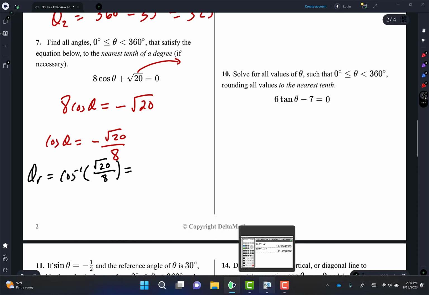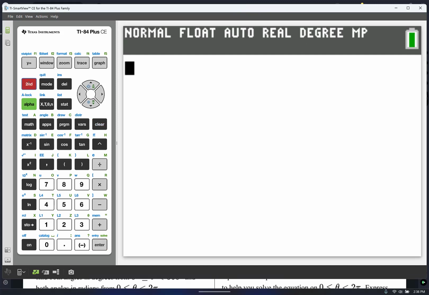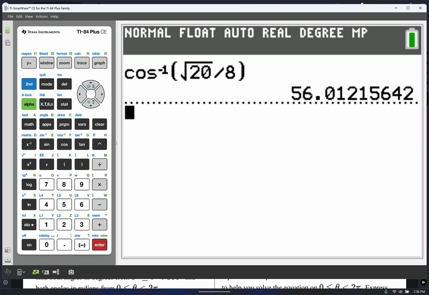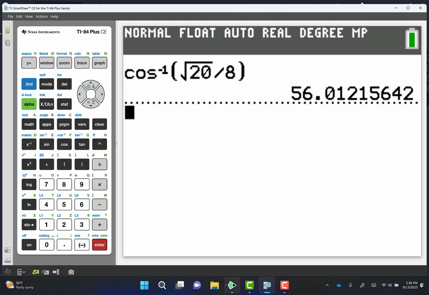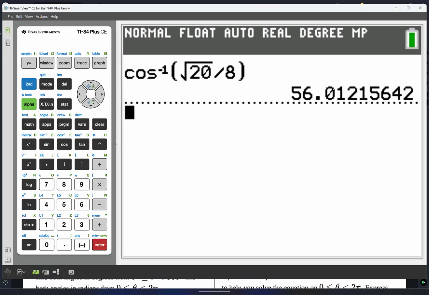Okay, take your calculator and practice with me, guys. Make sure it says degree. And I'm going to go second arc cosine, and I'm going to put square root of 20, and then I get out of there, and I put divided by 8. And I push enter. And I get this answer. Did you guys get the same answer? Okay, so I put equals 56, put a degree symbol. It says nearest tenth, so I just put 56.01, so 56. We're okay so far? Okay.